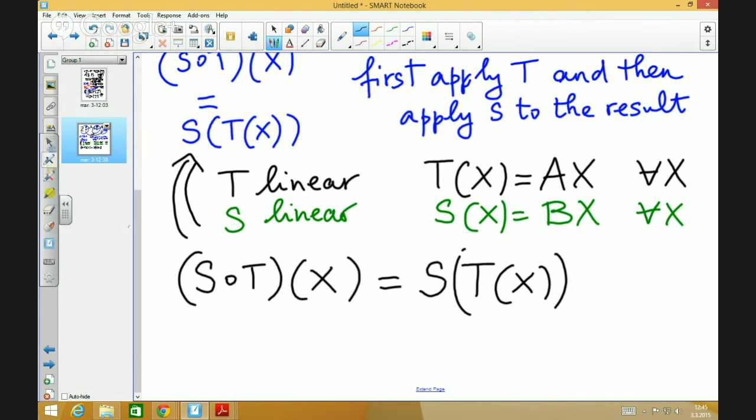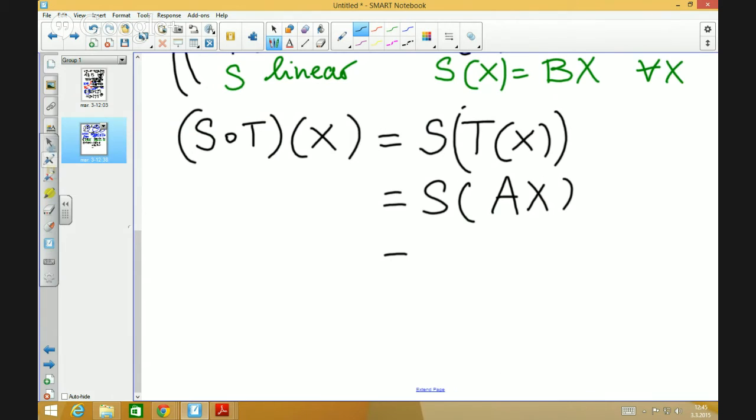But hey, what is T of X? T of X is actually A times X. We just consult our visual memory. It's written there. That's what it is. It's A times X because A induces the transformation T. Yeah, but what is S applied to a vector? Well, it's B times that vector, where B is the matrix that induces the transformation S. So this is B multiplied by A times X.